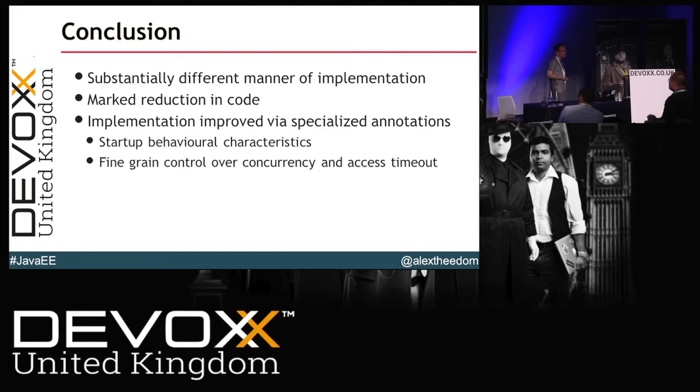So, conclusions on this. Well, a substantially different manner of implementation, clearly. It's not anything like we've seen before. It's not our conventional implementation. Less code. That's always good. Less code is good code, and that's what we want to see. We want to be able to implement and have as much power over our implementations, but with less code. And that's what we have. We have these specialized annotations that control the startup behavior characteristics of our bean, and also give us fine-grained control over the concurrency and access timeout. So we now have been given by our simplified programming model more control over our bean and more specific control.